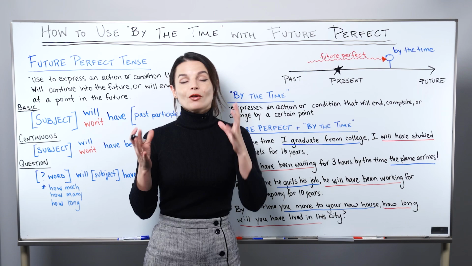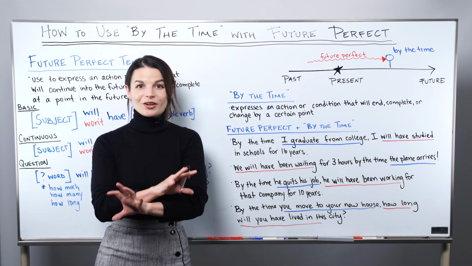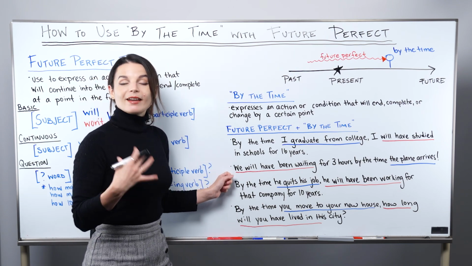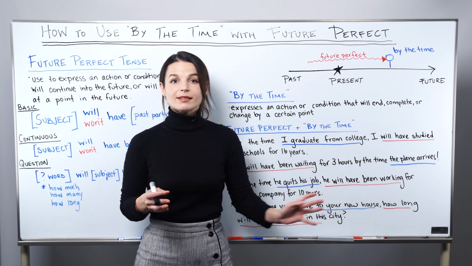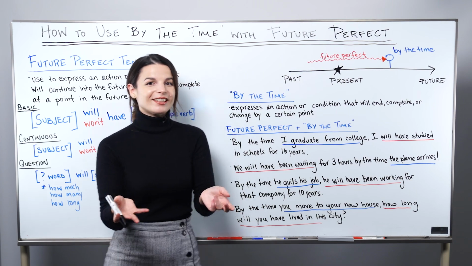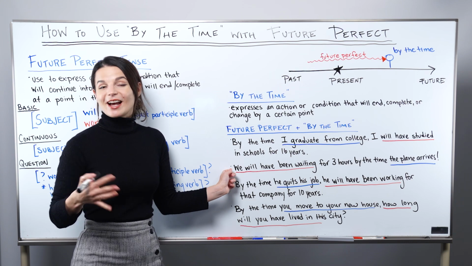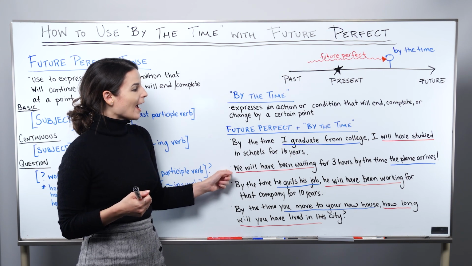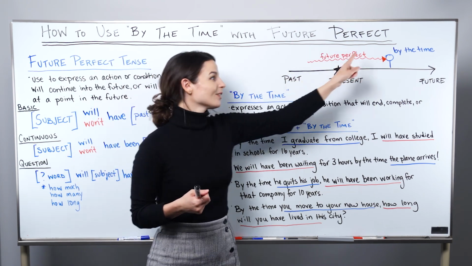Okay, so first you might notice that this sentence switches the order of the two ideas, right? We have the future perfect part at the beginning of the sentence and the by the time part at the end of the sentence. This is totally fine. It's up to you what you want to emphasize here. In this sentence, we have this waiting at the beginning of the sentence. It has a little more emphasis. So this expresses we will have been waiting for 3 hours. So this is our continuing action, yes?